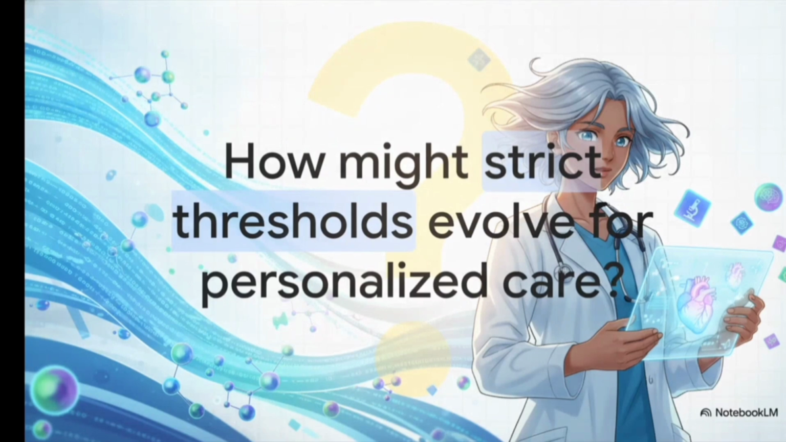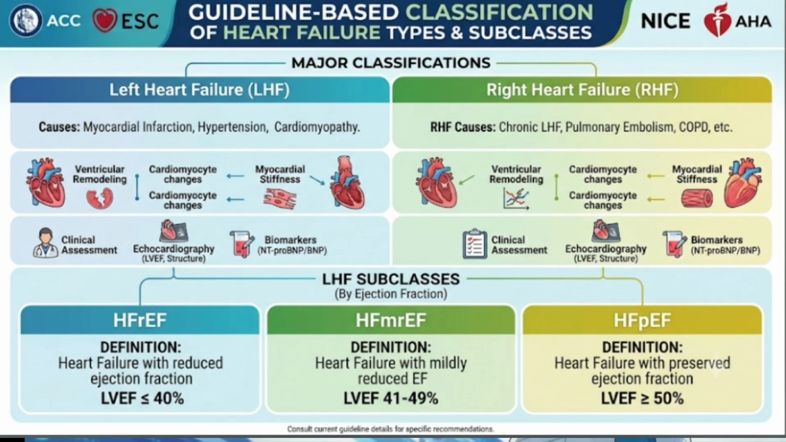We've seen how meticulously organizations like the ACC and ESC have constructed these categories based on distinct percentages and structural criteria. But it leaves us with a really exciting thought to ponder. As our diagnostic tools like molecular biomarkers and advanced imaging become exponentially more precise, how might these strict, hard-line guideline thresholds evolve? Will those 40% and 50% lines blur into highly personalized, AI-driven care models that treat the specific cellular changes rather than just the ejection fraction? It's a fascinating frontier in cardiology.